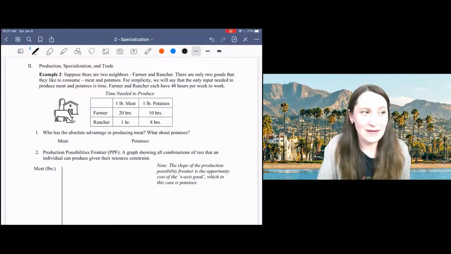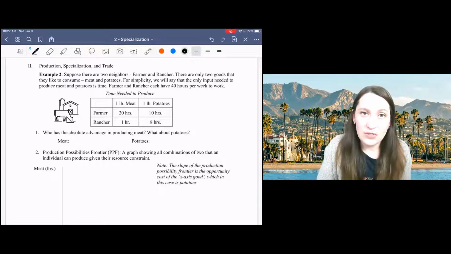Now that we've seen the benefits of specialization according to comparative advantage, we'll dive into a similar example, but with two individuals that must trade with each other in order to get what they like to consume. In this example, we'll also explore a more detailed representation of production possibilities.